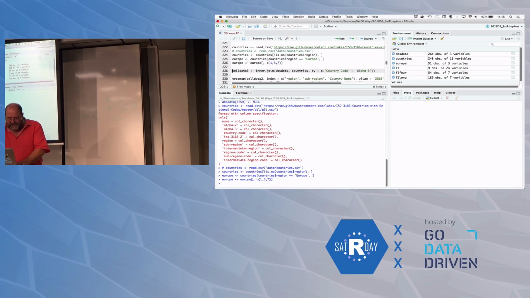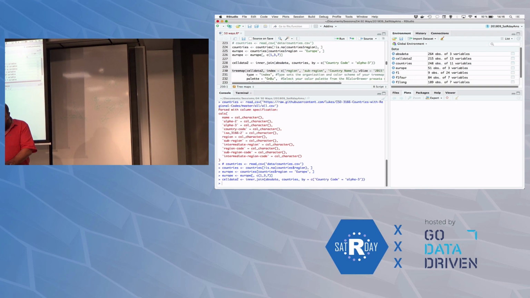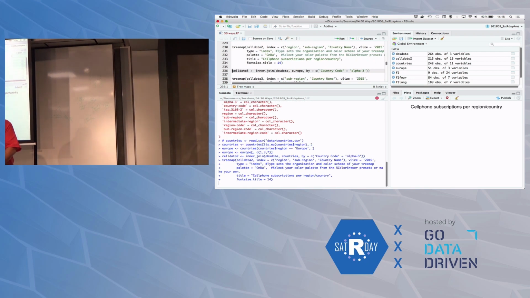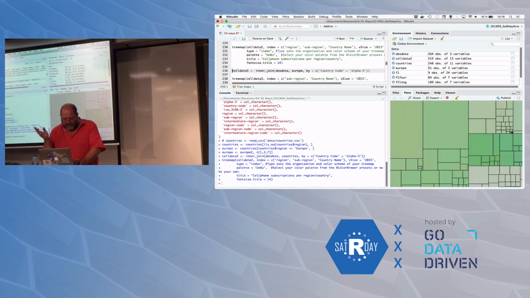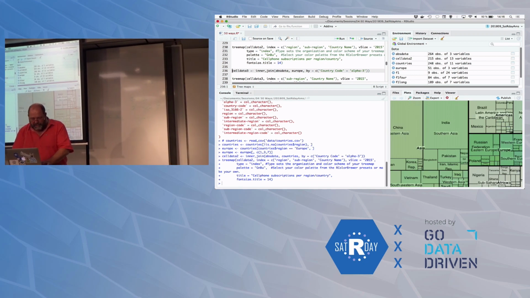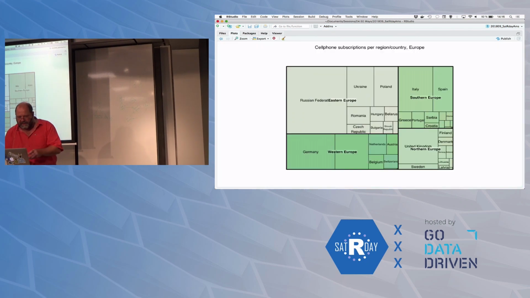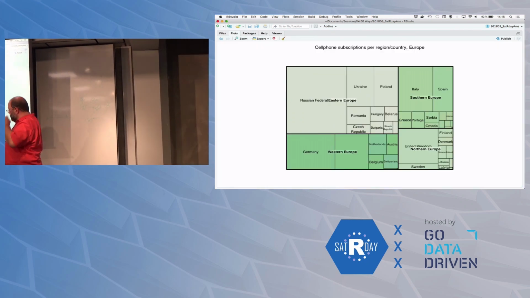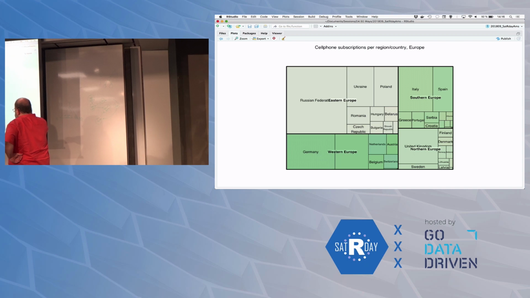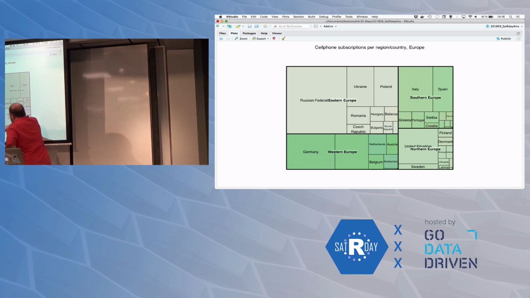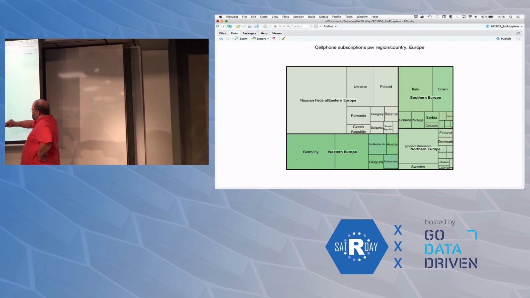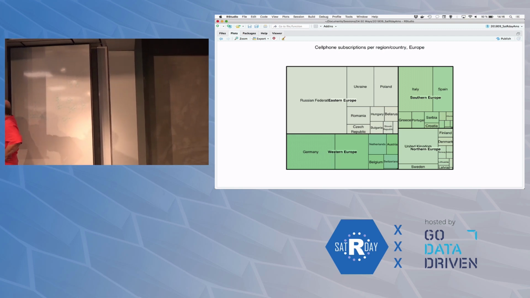I have some data, what is it? I have the cell phone data, cell phone subscriptions per country. Oh, that's the big one. Okay, I'm going to cut it down to Europe to make it fast. And that's the tree plot of it. The size of the area represents the actual number of cell phone subscriptions.